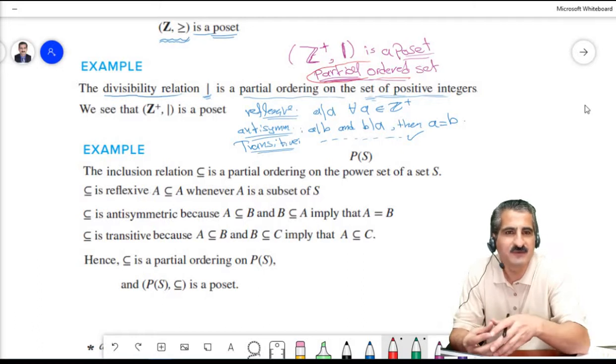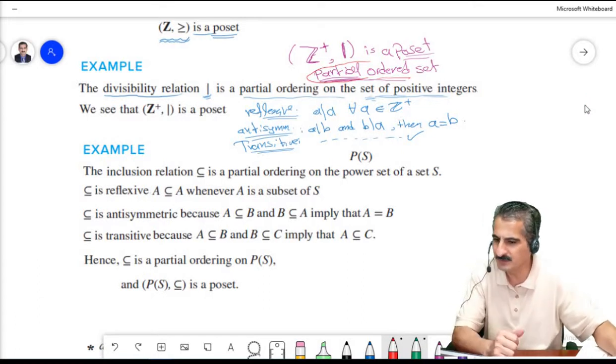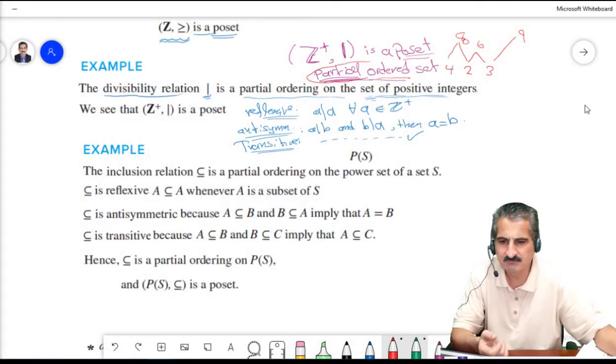7 does not divide 9, so 7 is not related to 9. But 3 divides 9, so 3 is related to 9. So if I want just to cheat from what we want to do in a little while, I will say, okay, 2 and 3, I will do this because they divide 6. And now 3 will divide 9, and 2 will divide 8. Now where's 4? 4 divides who? Divides 8. Okay, so where's 5?